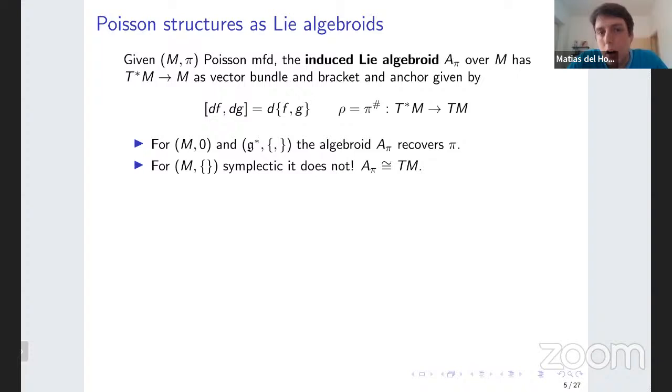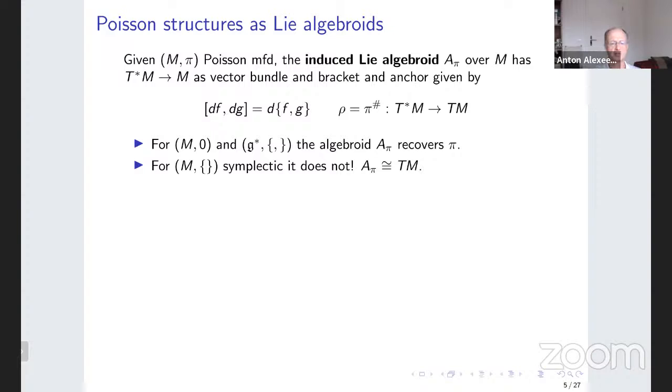How much can we recover out of A_pi, this algebroid? Does this algebroid encode the whole geometry of the Poisson structure? Well, in some cases, yes. For instance, if the Poisson structure is zero, or even if the Poisson structure is the dual of a Lie algebra, then we can recover pi. In the last case, I think you should look at the isotropy algebra at zero, which is an isolated point. But in many other cases, no. These constructions somehow lose information. For instance, if you have a symplectic manifold, the algebroid it defines is isomorphic to the tangent bundle.